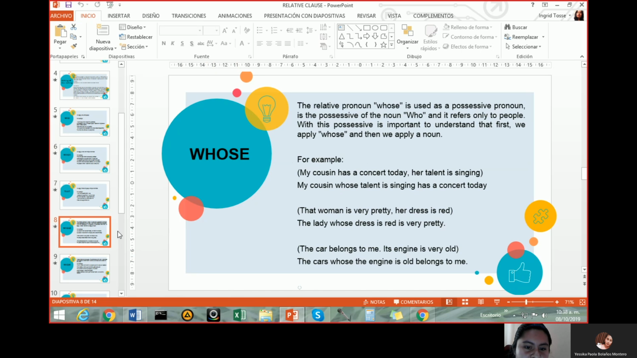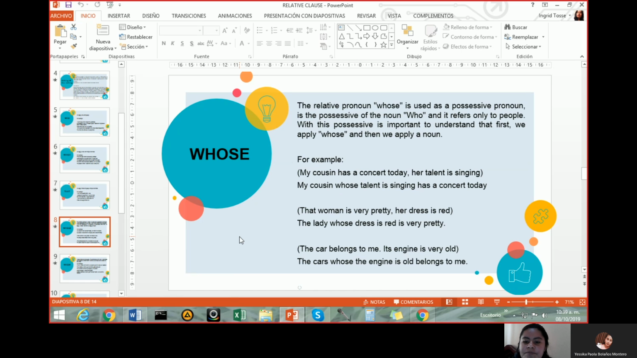Okay, perfect. With whose? The relative pronoun whose is used as a possessive and is the possessive of the noun who, and it refers only to people. With this possessive, it is important to understand that first we apply whose and then we apply the noun. We have the example. My cousin has a concert today. Her talent is singing. With this, we apply: my cousin, whose talent is singing, has a concert today.